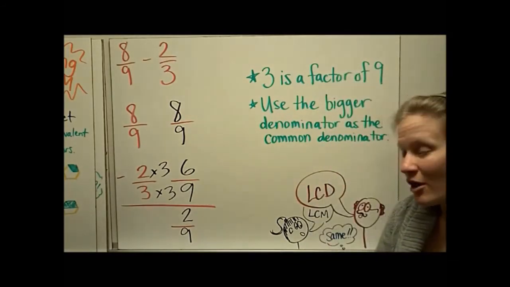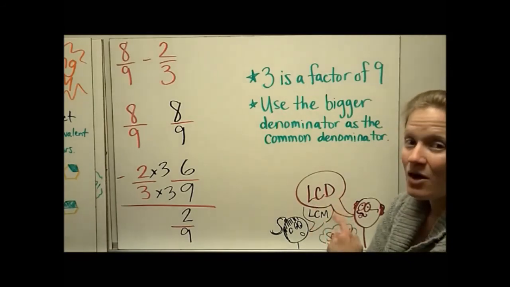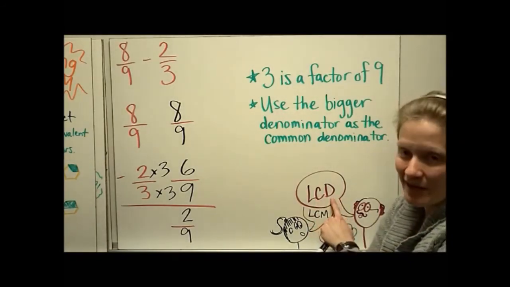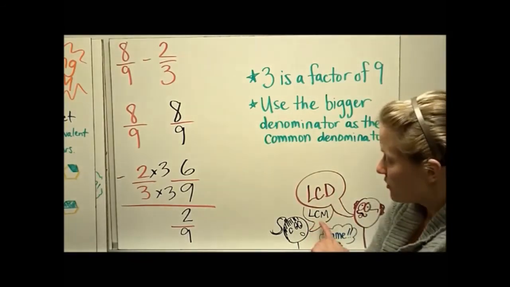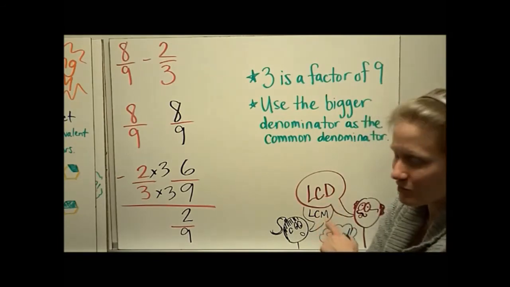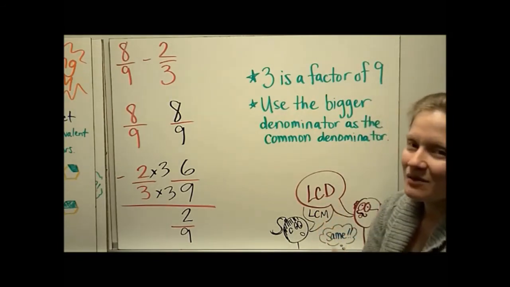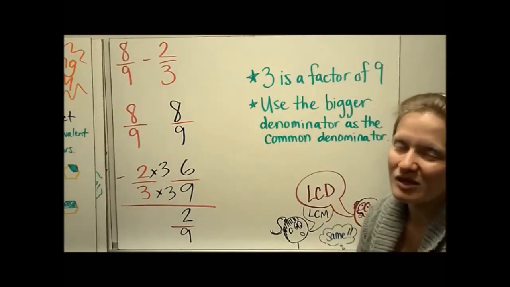One final little thought: you might hear someone say the LCD, or least common denominator. Really, it's the same thing as the least common multiple. You are finding the least common denominator if you use the least common multiple. So realize that just like we have lots of names for simplifying fractions, these two things really mean the same thing.